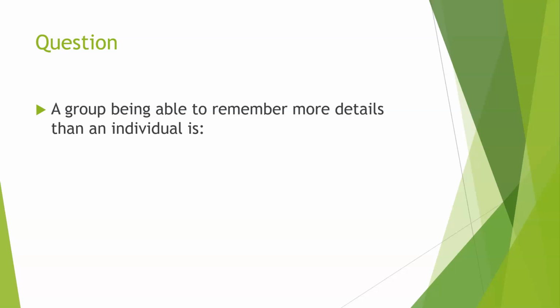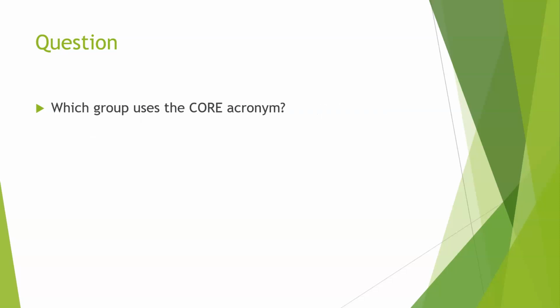A group being able to remember more details than an individual is blank. The correct answer is transactive memory. There are also some other questions on the test that go back to the pros and cons of a group, so be sure to review those from your lectures. What type of group uses the CORE acronym? The correct answer is low power. Low power groups use the CORE acronym, and high power groups use the LEAD acronym. So be sure to review those from your lectures and your textbook, and also know what CORE and LEAD stand for.